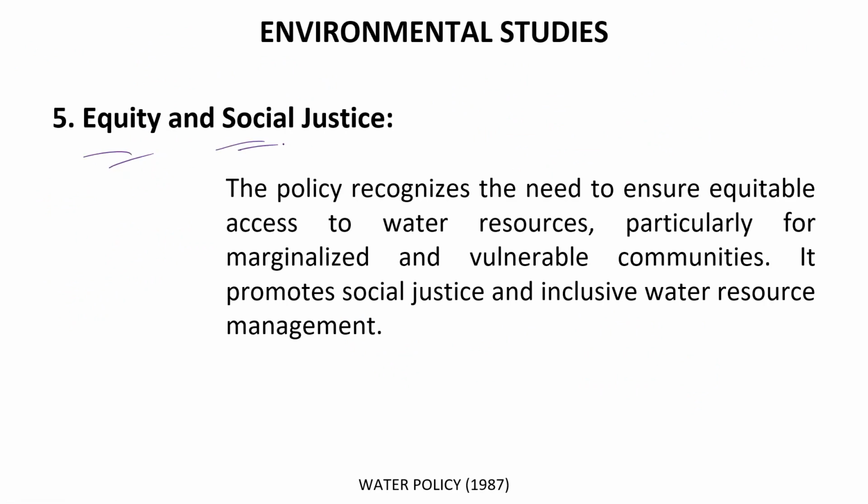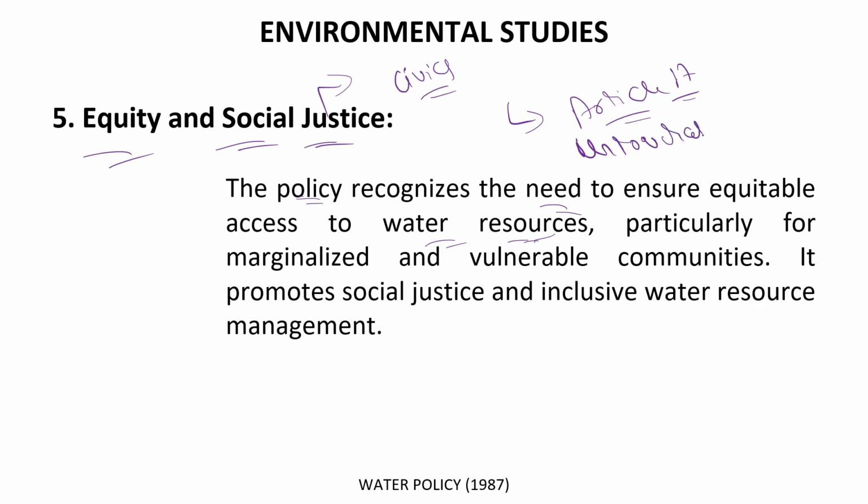Thereafter, we have the provision of equity and social justice. The policy recognizes the need to ensure equitable access to water resources, particularly for marginalized and vulnerable communities. It promotes social justice and inclusive water resource management. So basically, if I take you to the civics part, then you must remember in Article 17, we had discussed untouchability. Remember? We had discussed the word untouchability.